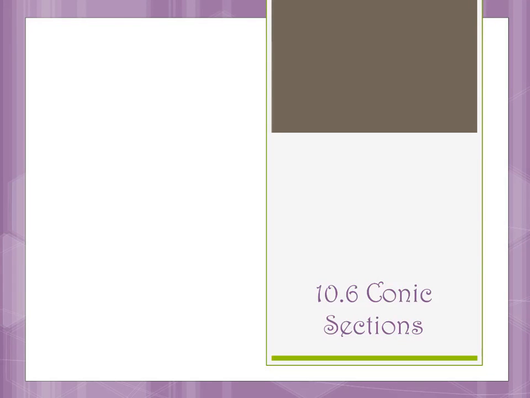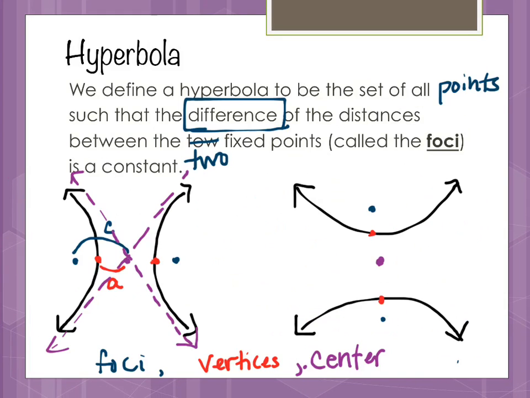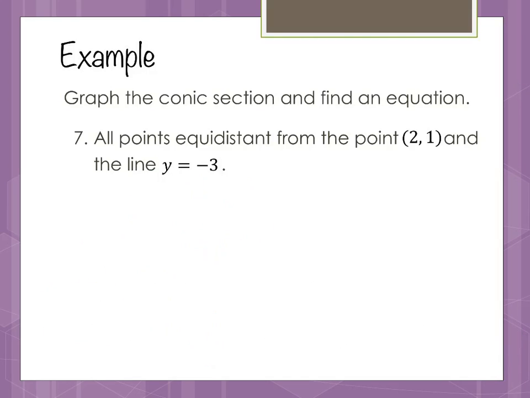We're going to finish up text section 10.6 about conics. We had just a few examples left when we ended class last time. I want to finish up those examples starting with problem number 7. Number 7 asks us, and all of these ask us, to graph the conic section and find an equation for the graph.